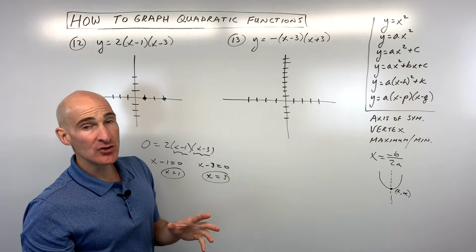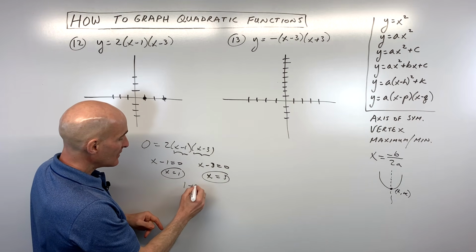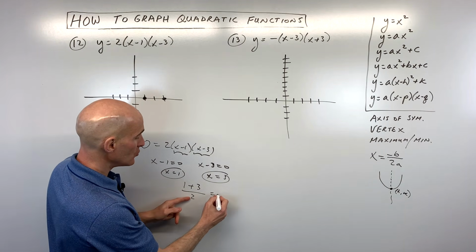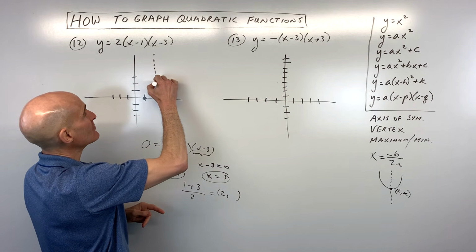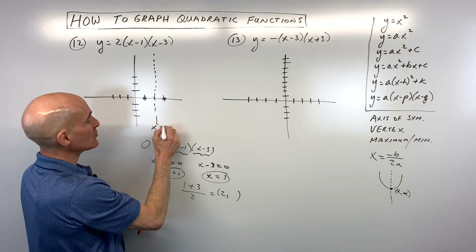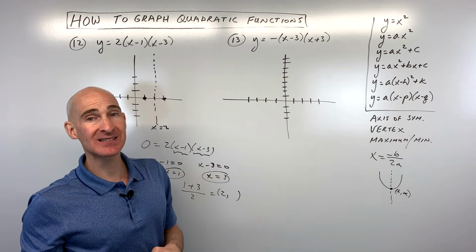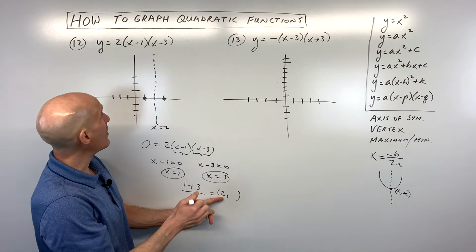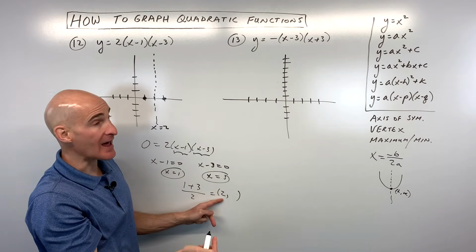Now, what we can do from here, once we find these x-intercepts, is add them together and divide by 2. So 1 plus 3 is 4, divided by 2 is 2. Now, what does that 2 do for us? Well, it gives us the axis of symmetry. Okay, so x equals 2. And because the vertex lies along that axis of symmetry, we know the x-coordinate of the vertex is going to be 2. All we have to do now is put the 2 back in for x to find the y-coordinate of our vertex, and we've got it.